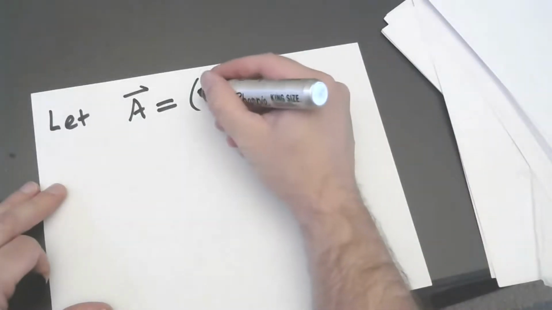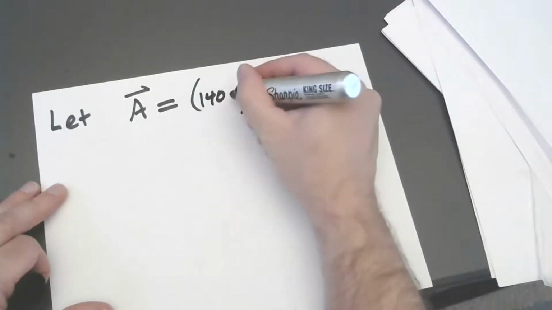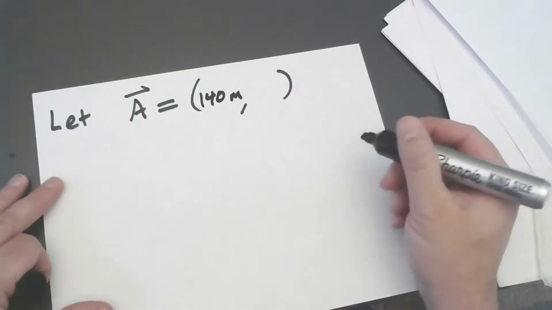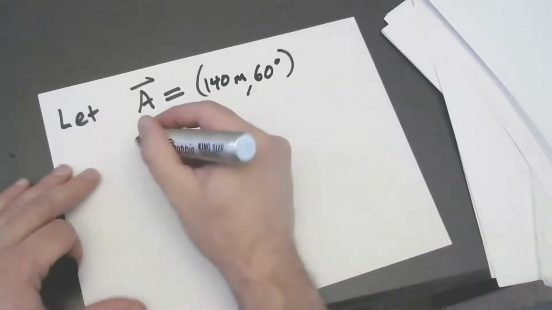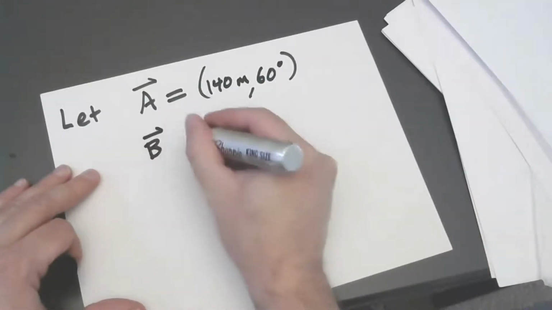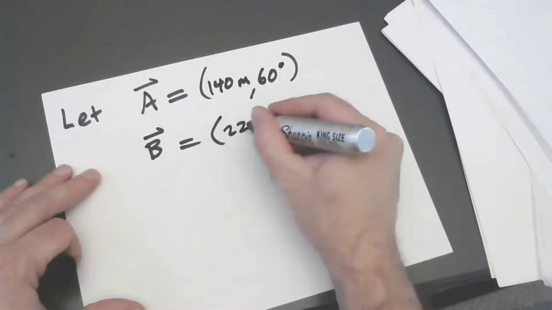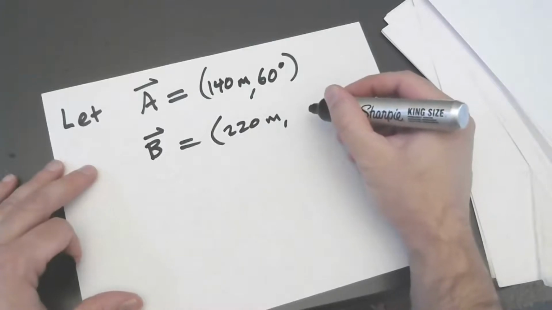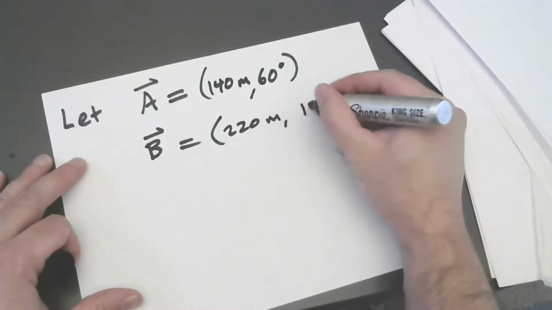How about something like 140 meters is the length of my vector at an angle of 60 degrees. And then I'll take a second vector, also specified using its polar components. We'll go with 220, measured at, let's go with the much larger angle, something like 110.